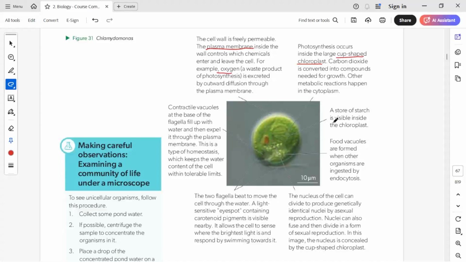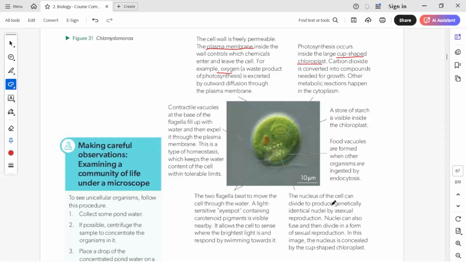A store of starch is visible inside the chloroplast. We can see the starch which is produced. So whatever carbohydrates are produced here will be stored in the form of starch. Food vacuoles are formed when other organisms are ingested by endocytosis. It can also ingest other organisms, and such food vacuoles will be formed when this happens.